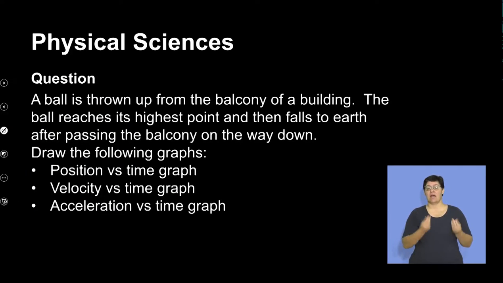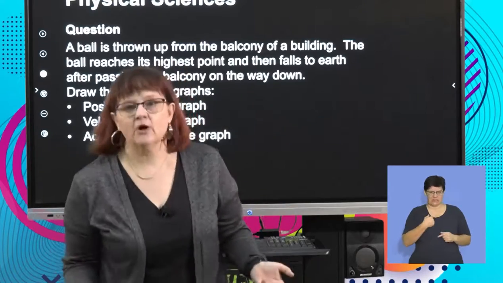I have a ball that is thrown up from the balcony of a building. The ball reaches its highest point, then falls to earth after passing the balcony on the way down. Now they want us to draw a position versus time graph, a velocity versus time graph, and an acceleration versus time graph. What they haven't said to me is which direction we want as positive.